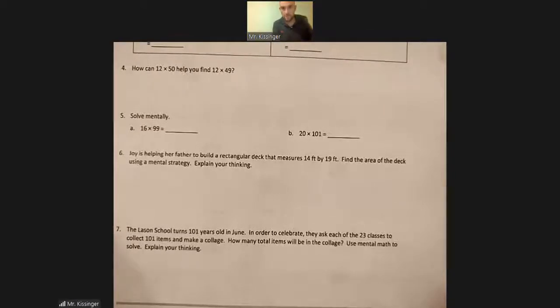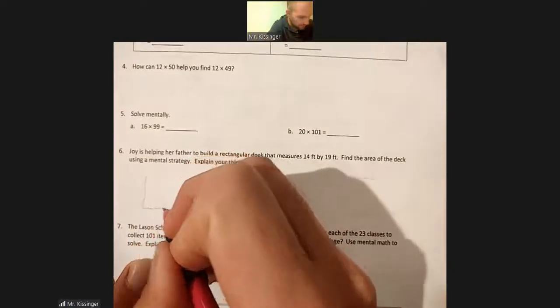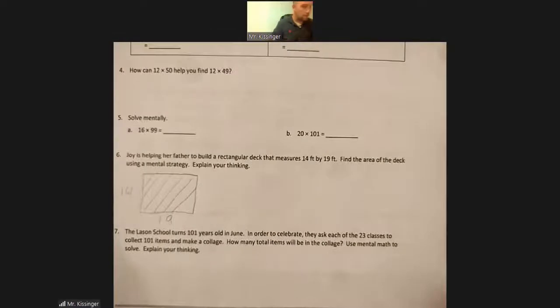It says, Joy is helping her father to build a rectangular deck that measures 14 feet by 19 feet. Find the area of the deck using a mental strategy. Explain your thinking. So the first thing I always do with a word problem like this is I'm going to draw the deck just to give myself a visual. And we have 14 feet by 19 feet. Here's Joy's deck.